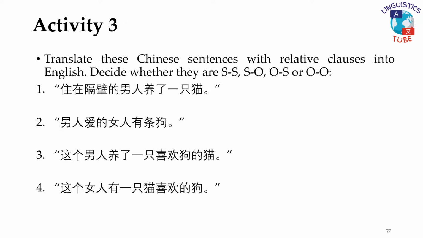Here is a final activity for this section. It is a translation activity. Please translate these Chinese sentences with relative clauses into English, and then decide whether they are SS, SO, OS, or OO. If you speak Chinese, then this will be easy. If not, then you can either use Google Translate to help you, or simply allow me to talk you through this activity. It will still be interesting even if you don't know Chinese. Pause the video now and complete this activity, and continue when you are ready.